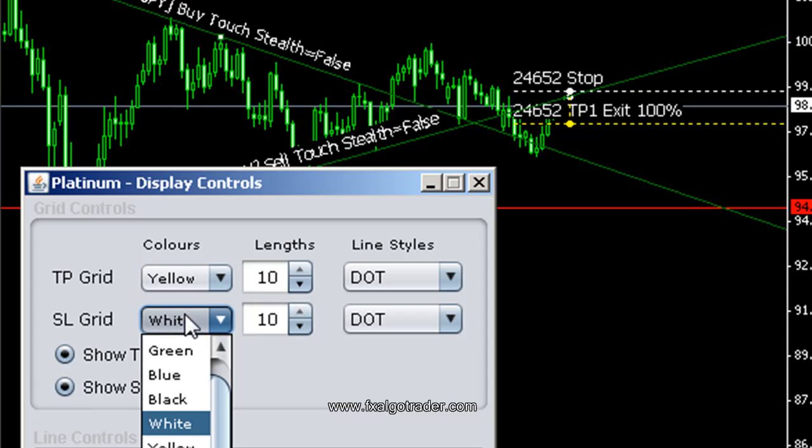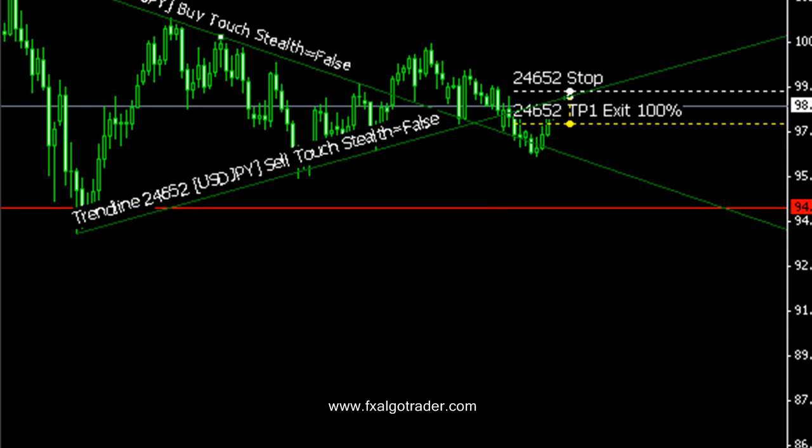Sorry, I got yellow and white. I'll just use yellow for both. And now I can see my trigger grid displayed on the chart.